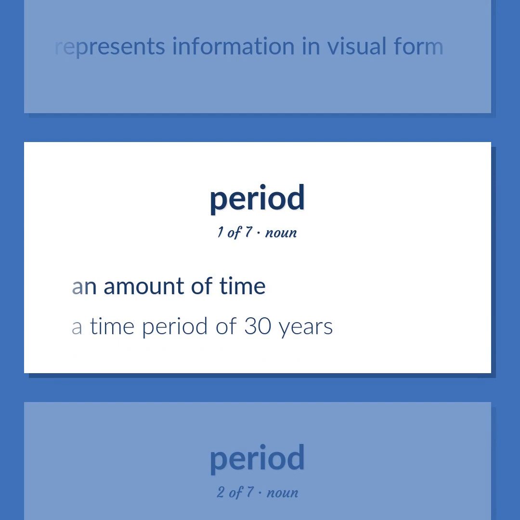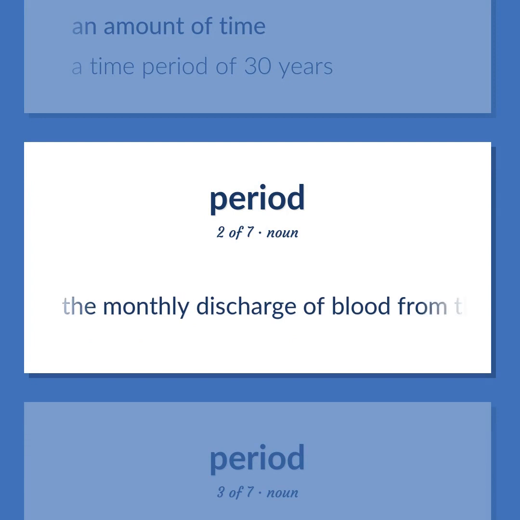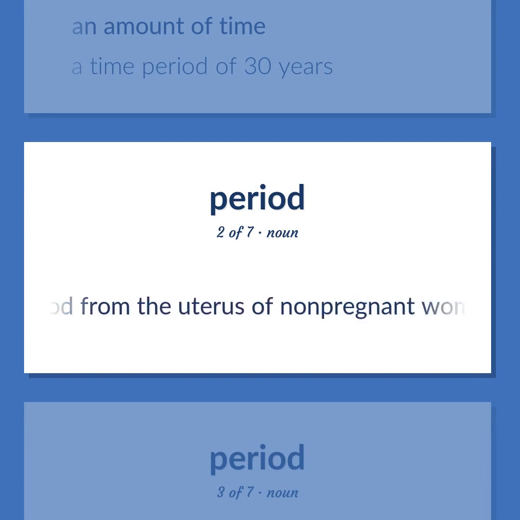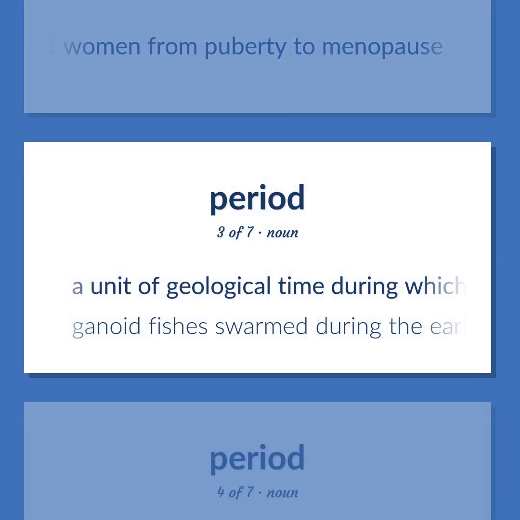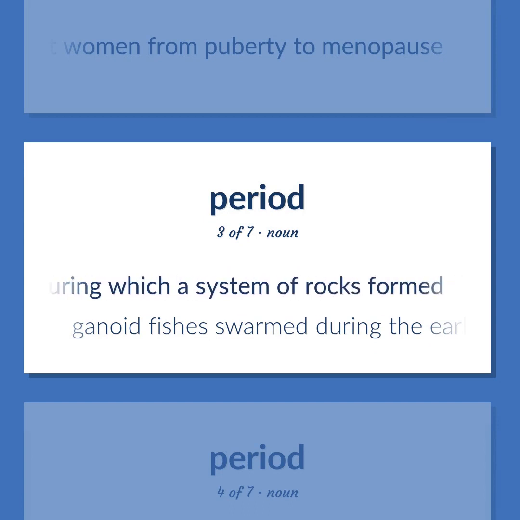An amount of time. A time period of 30 years. The monthly discharge of blood from the uterus of non-pregnant women from puberty to menopause. A unit of geological time during which a system of rocks formed. Ganoid fishes swarmed during the earlier geological periods.